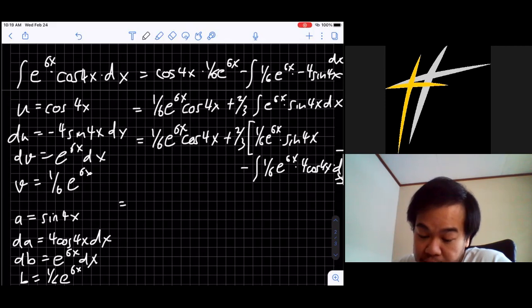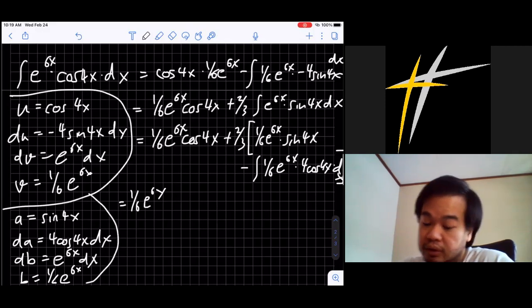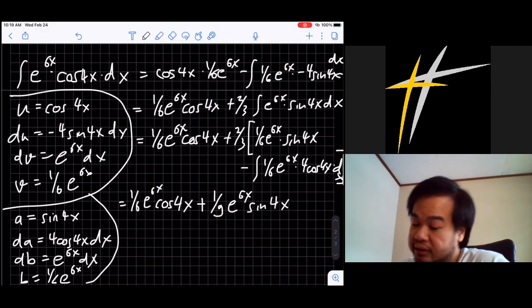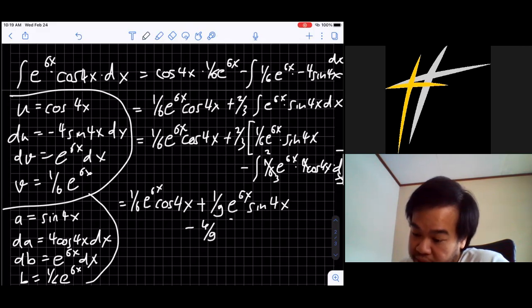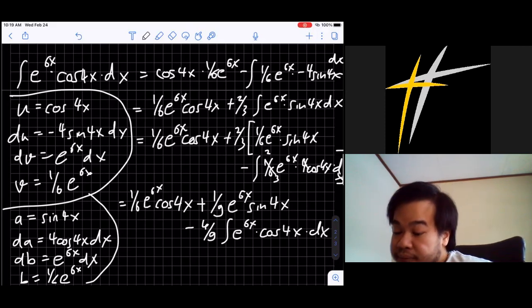So if we simplify, then it's gonna be 1 over 6 e power of 6x cos 4x plus 1 over 9 e power of 6x sine 4x, and then this is 2 over 3 times 2 over 3 minus 4 over 9 integral of e power of 6x times cosine 4x dx. Okay.